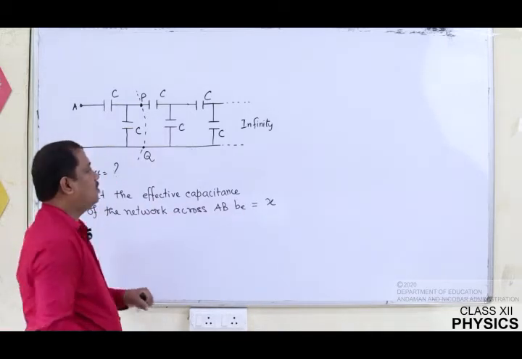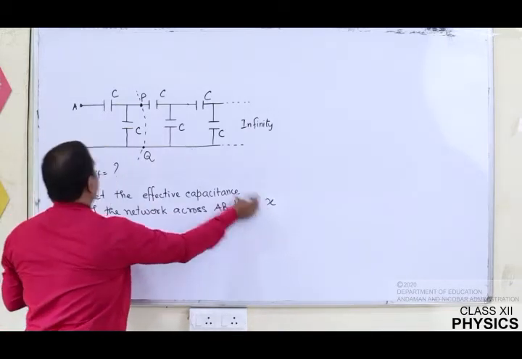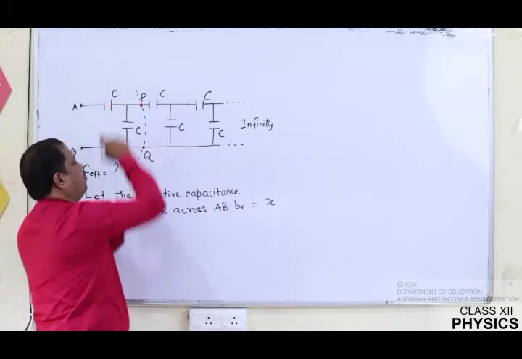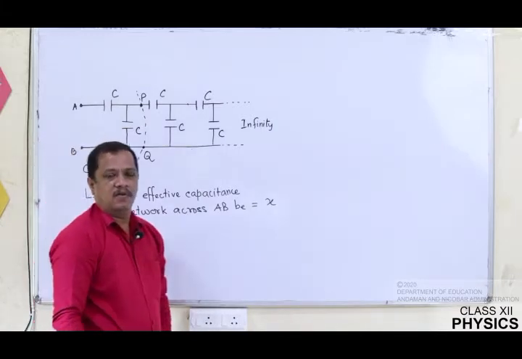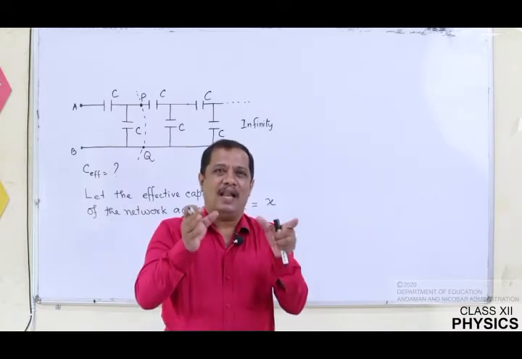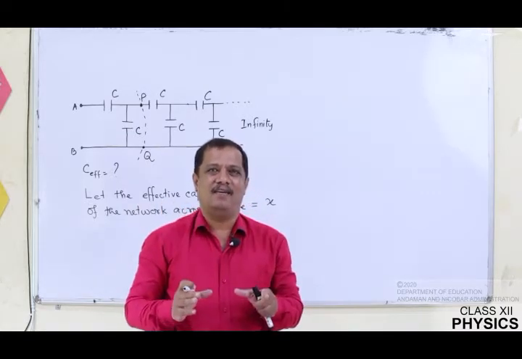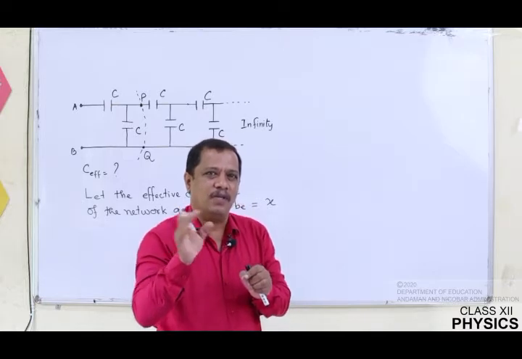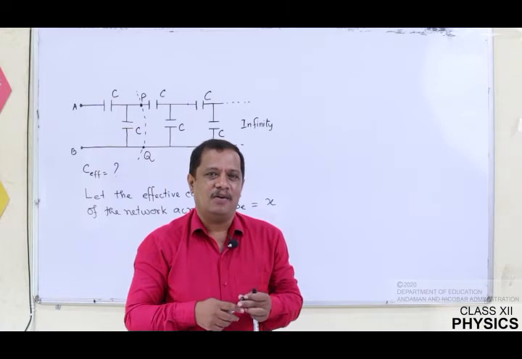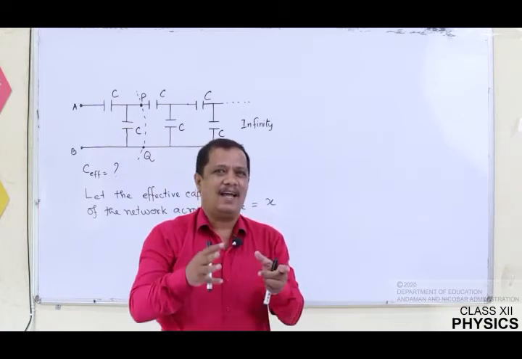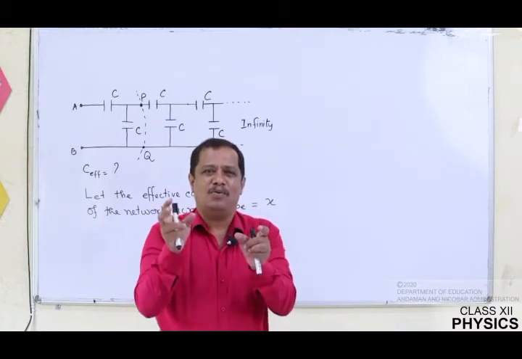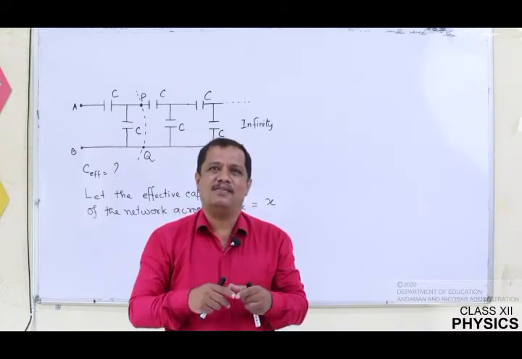No, because the effective capacitance is X across AB. But my question is, what will be the effective capacitance across PQ? It is like assuming that a person has to pay you 1 lakh rupees and 10 paise. If he gives you 1 lakh rupees, will you demand 10 paise? No, you will assume that 1 lakh is approximately equal to 1 lakh rupees 10 paise. 10 paise has no value in comparison to 1 lakh rupees.